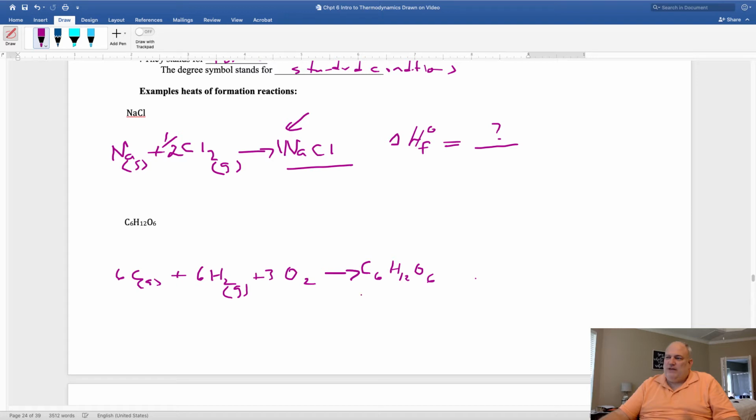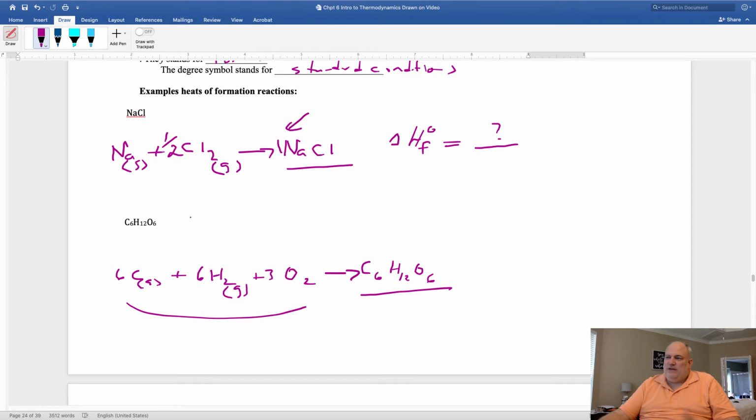So in order to figure out the enthalpy of formation of C6H12O6, they had to figure out the energy change from these 3 things being added together. Does that kind of make sense? Now, how do we use these enthalpies of formation?